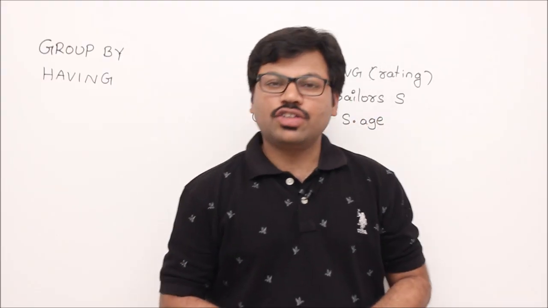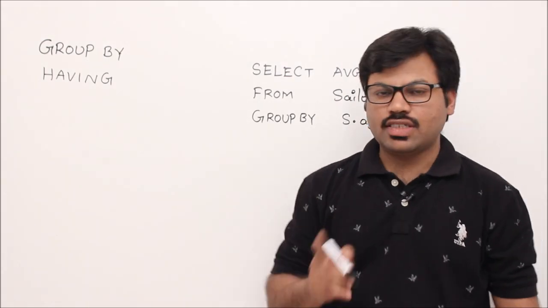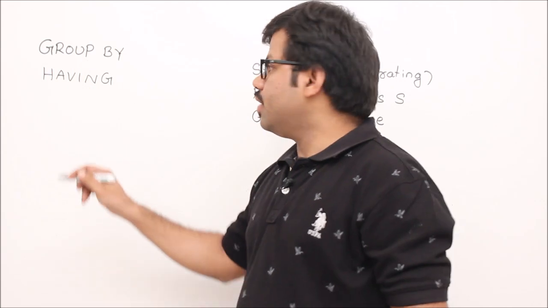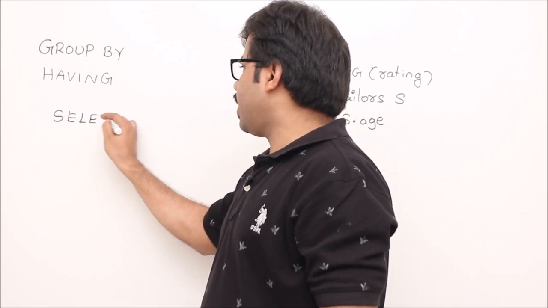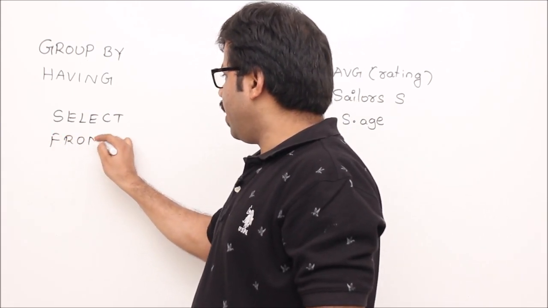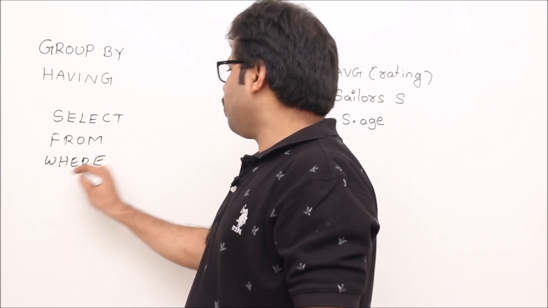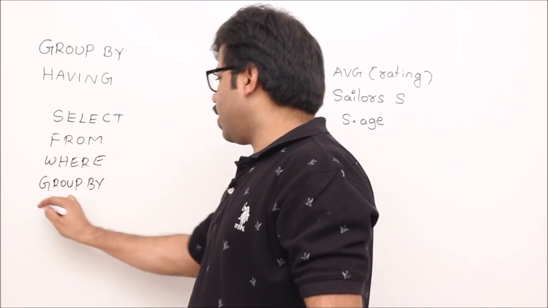Okay, now let me introduce you group by and having operators. So far we have seen only select, from and where, right? So when you have group by and having, then this will be the order of the clauses. First of all we have to write select, after that from, then where, then group by, followed by having.